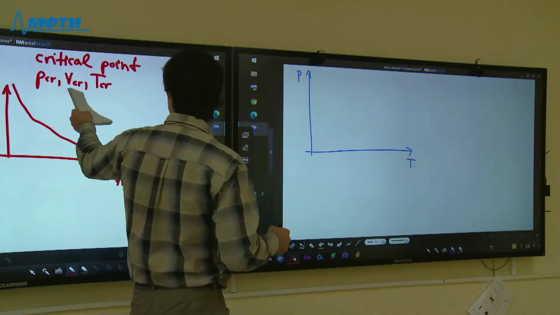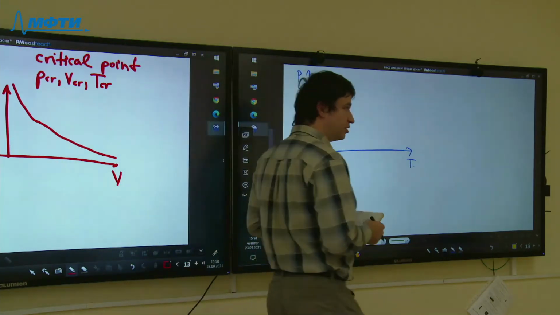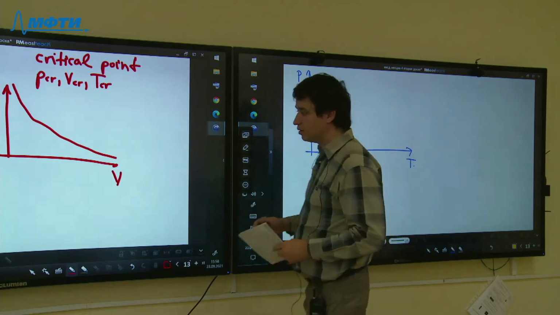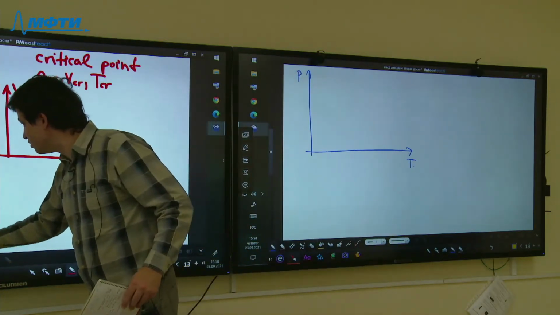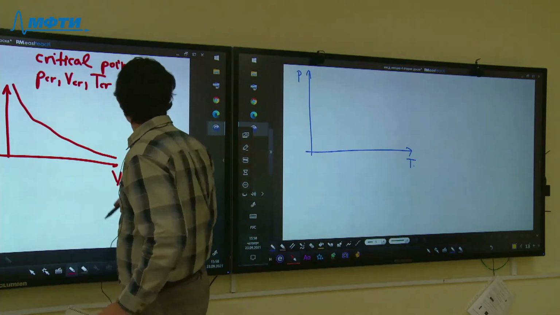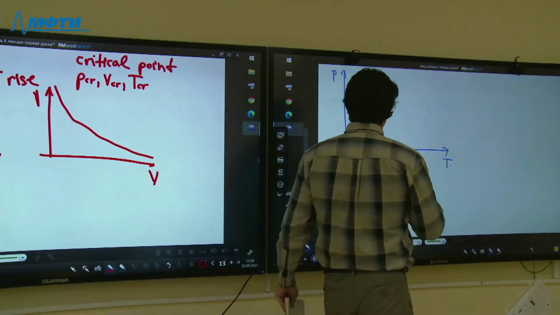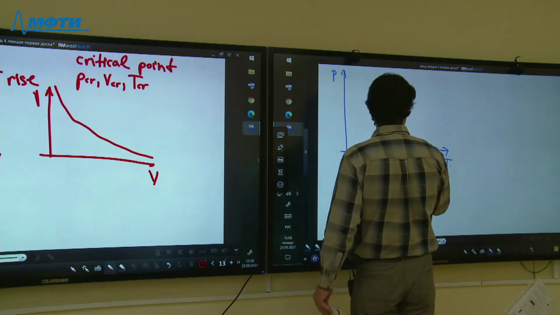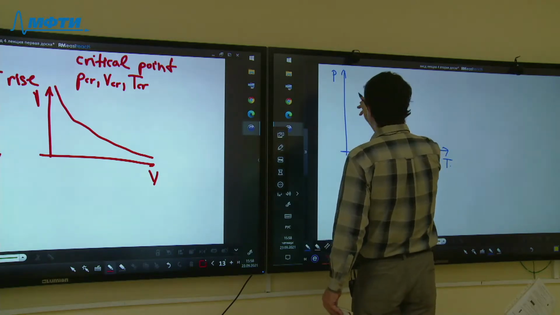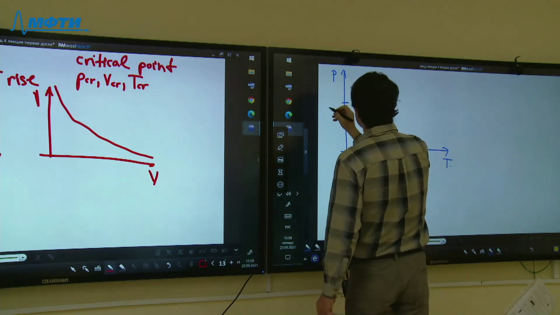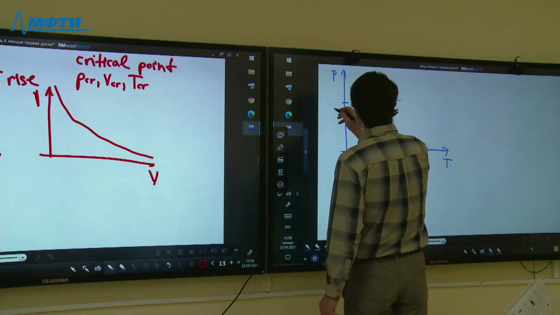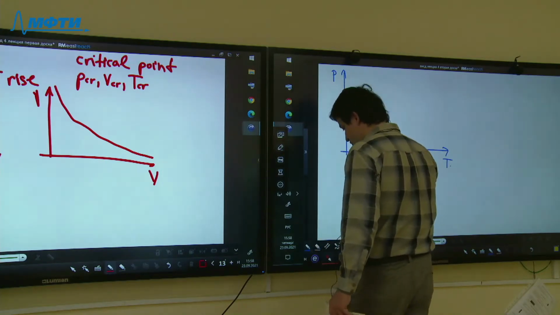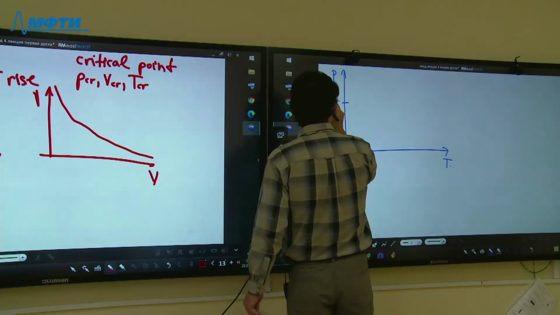P critical, V critical, critical temperature. And then we need to decrease. Okay, so let's start with this. Let's try to build this PT diagram for the phase transition, and for water.